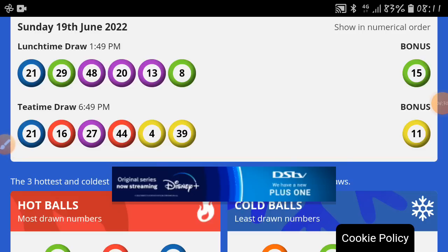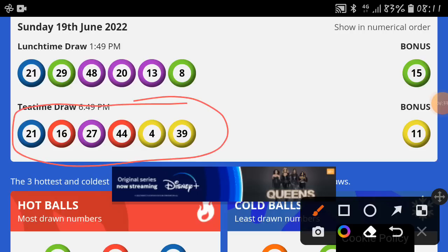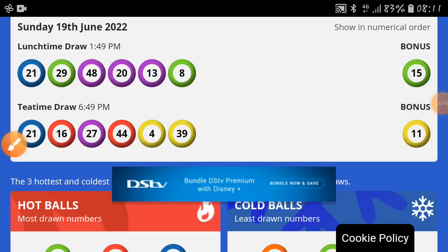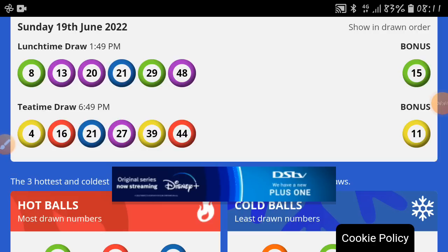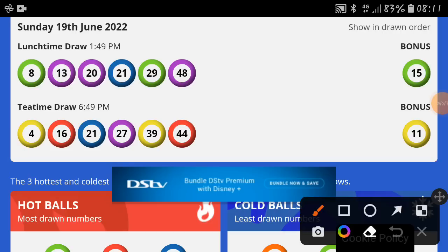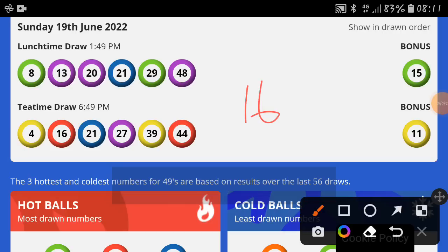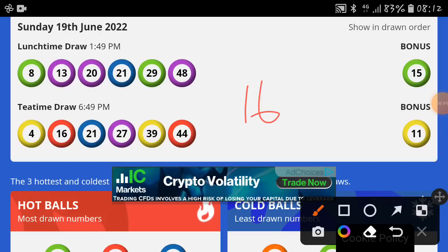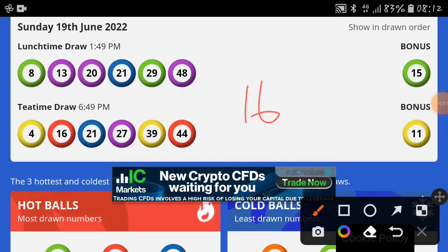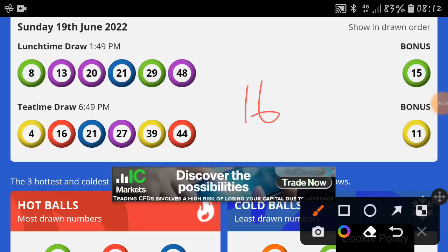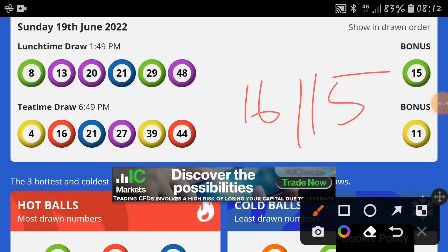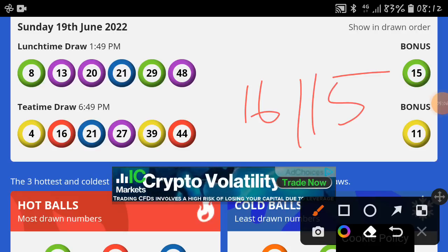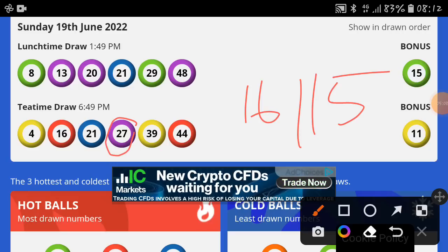Now, looking at these numbers, look at the number 16. 16 does not change its position, and there are no other numbers exchanging positions. So we take 16 as a number that will repeat, and then we add it with the bonus or subtract it with the bonus. If we subtract, we get a 5, and we add the 27 sitting there.